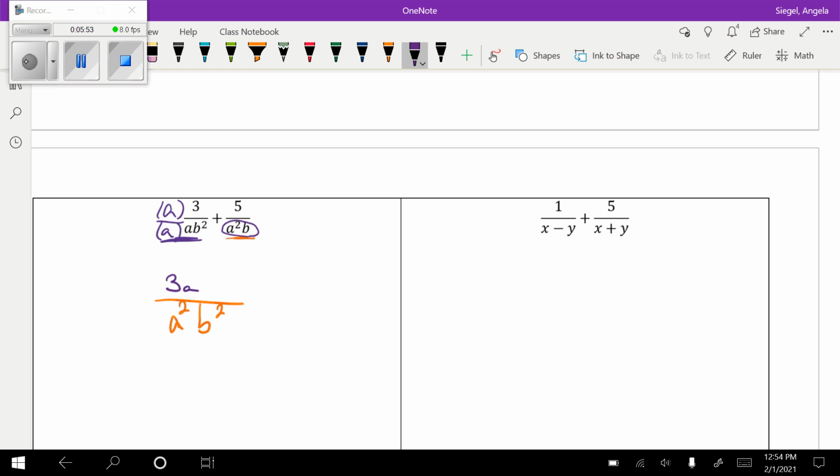So over here, if you'll notice, I'm missing a b. And so that'll give me the denominator that I want on bottom. And on top, I'm going to have 3a plus 5b. So this is my final answer.